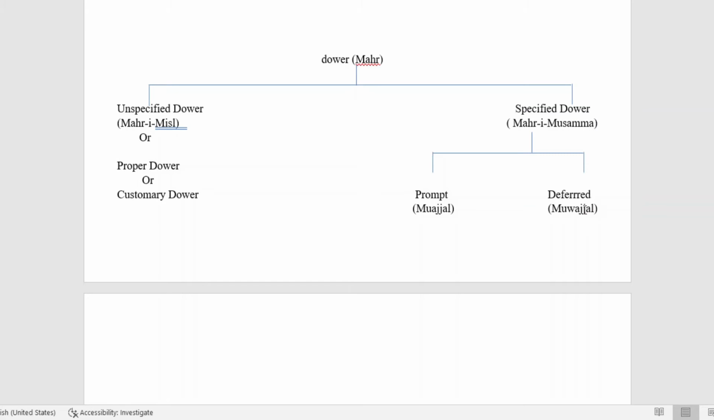That means we can see there are two kinds of Dower. Under unspecified Dower we can see the proper Dower or customary Dower. Under specified Dower we can see prompt Dower and the deferred Dower. So here there is a specification of Dower.